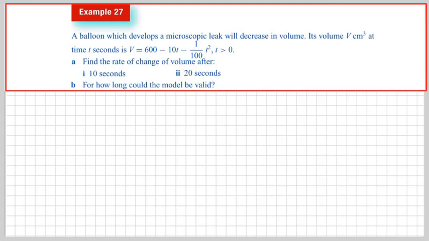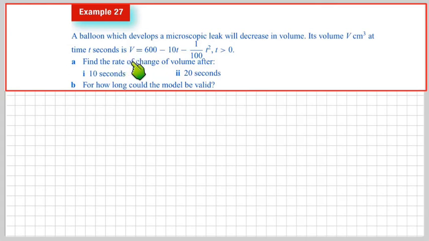And it will therefore decrease in volume. Okay, the volume of the balloon is going to go down because it's going to deflate. So its volume V apparently is defined by this equation. Good heavens above. So T is time now, and time has to be greater than 0. Can't be negative. So we're going to find the rate of change of volume after 10 seconds and 20 seconds.